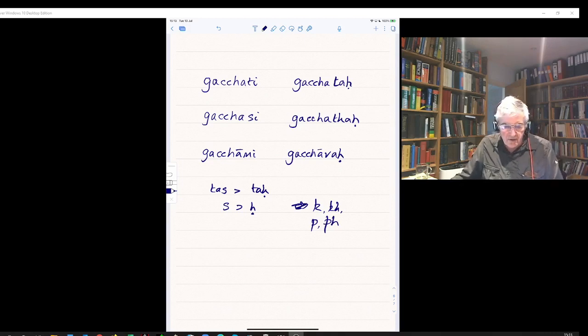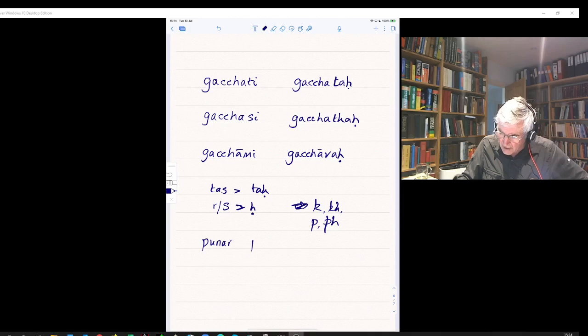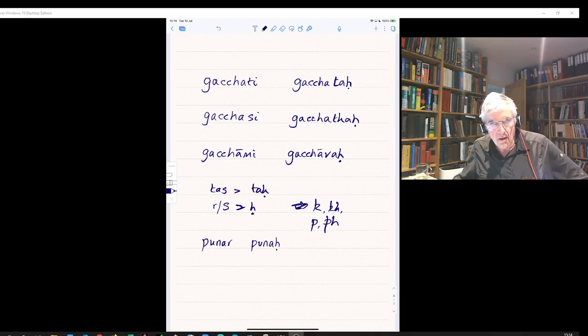You'll learn the rules for that in due course, but just bear in mind that whenever you're writing a word in isolation, as in a grammar book here, I'm just talking about the word, or end of a sentence, end of a line of poetry, the final s, same also applies to final r, always becomes subdotted h. So, for example, the word punar, meaning again, at the end of a sentence or word group or line of poetry becomes punah.